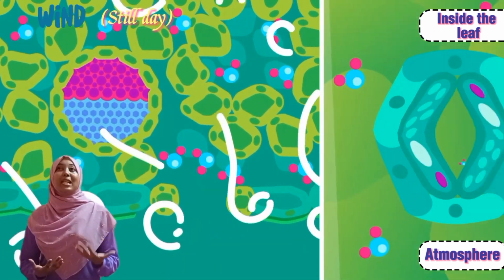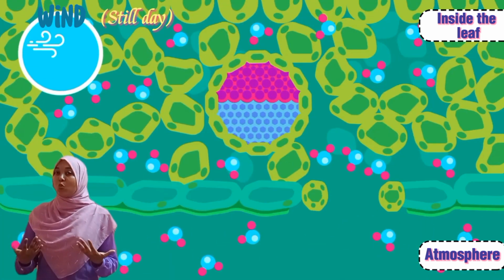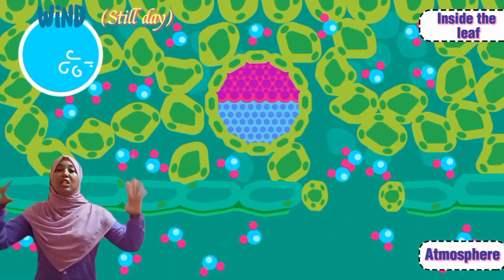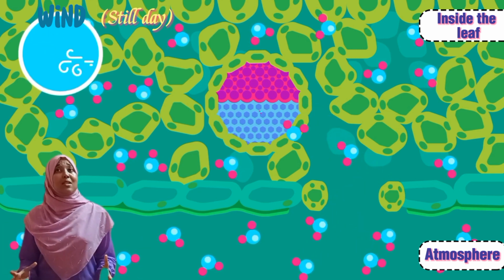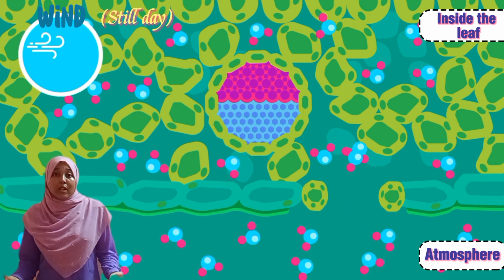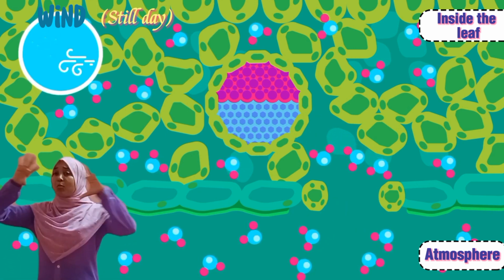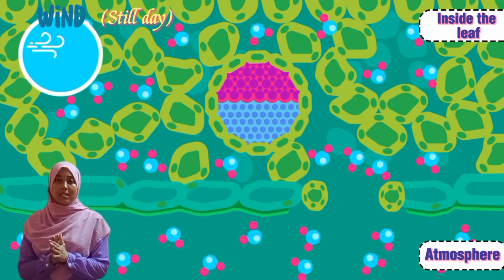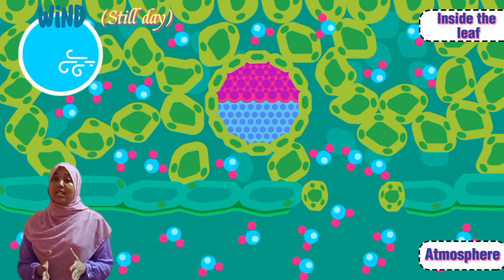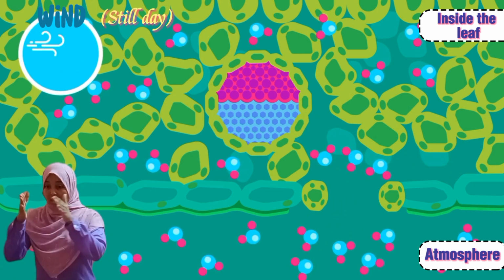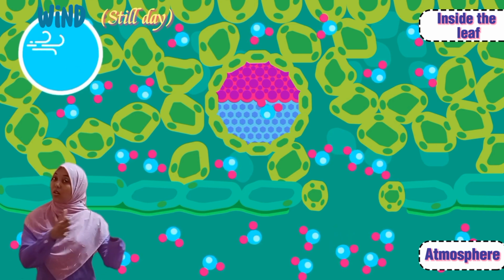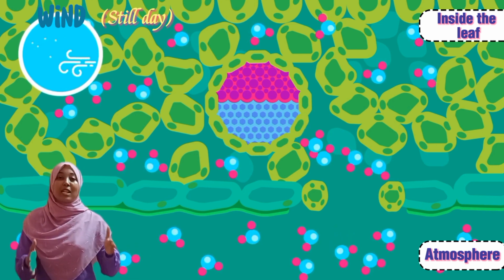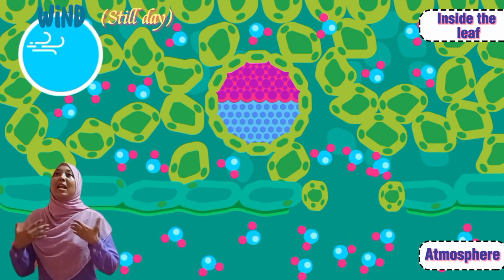But when you have a day that is still, it's less windy, you're going to have accumulation of water vapor surrounding the plants. It's not going anywhere because literally there's very little or no wind. So you're going to have water vapor accumulating around the plant. So in such a case, you find that the concentration gradient becomes low. And if it's low, the rate of transpiration also decreases. So less water is lost on a less windy day.